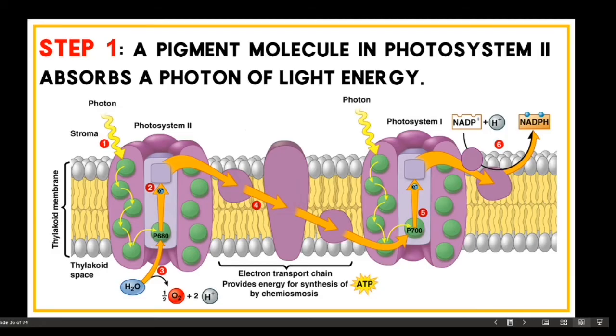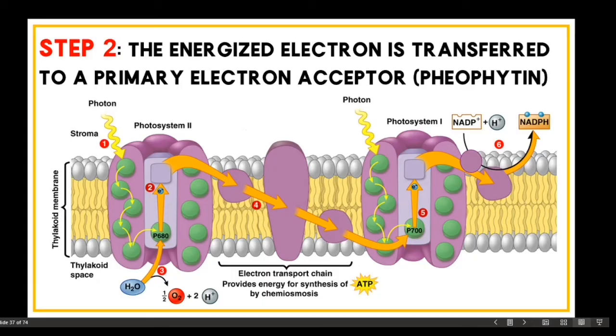Now, the photon energizes the chlorophyll molecules, which makes them transfer electrons from one chlorophyll to another. So from being in a ground state, once they are hit with a photon, they become excited. Therefore, they transfer their electrons from one chlorophyll to another. And when the P680, or the special pair of photosystem 2, absorbs it, it enters into an excited state. So it now has high energy.